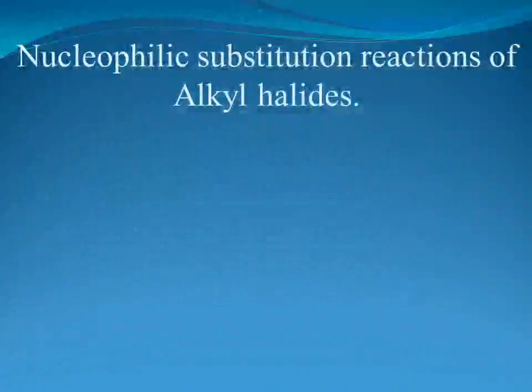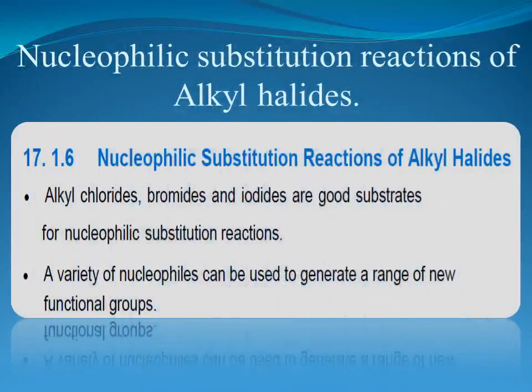Students, first of all, let us try to understand what nucleophilic substitution reactions of alkyl halides are. Alkyl halides like alkyl chlorides, alkyl bromides, and alkyl iodides are very good substrates. Now, what is a substrate? A substance, a chemical compound, which is undergoing a substitution reaction. Since we are talking about alkyl halides, alkyl chlorides, alkyl bromides, and alkyl iodides will act as a substrate on which nucleophilic substitution reaction is going to take place.